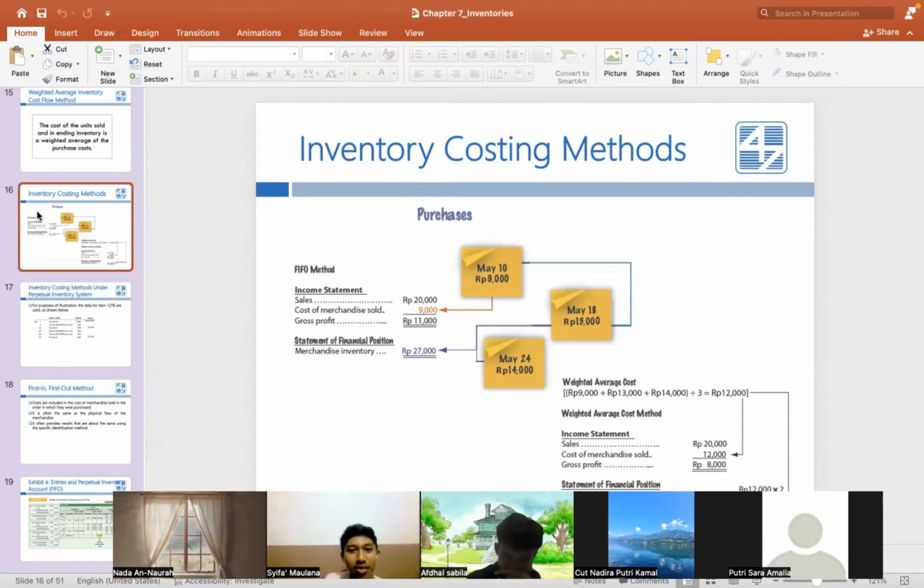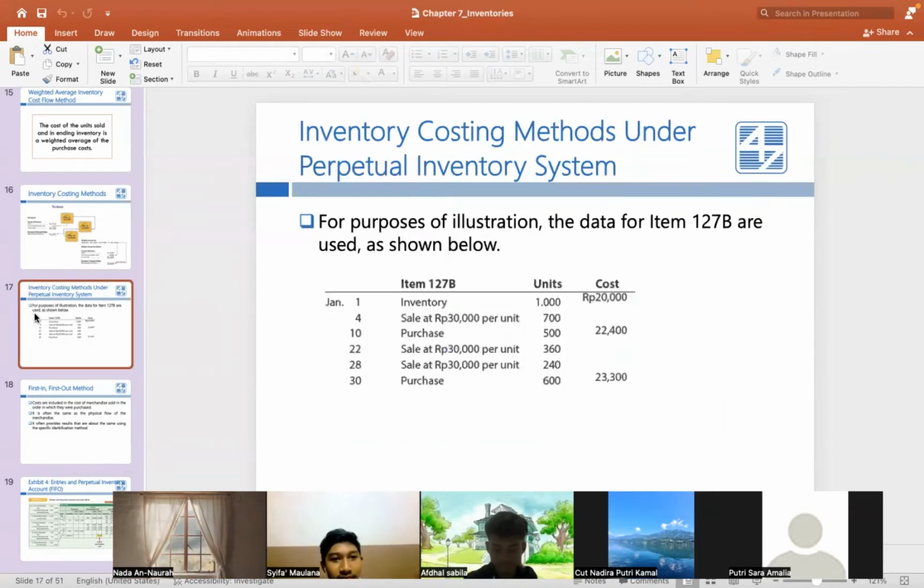So as we can see, this is the inventory costing method. You can see the FIFO method and the weighted average cost. This is the inventory costing method under a perpetual inventory system. This is for the example.